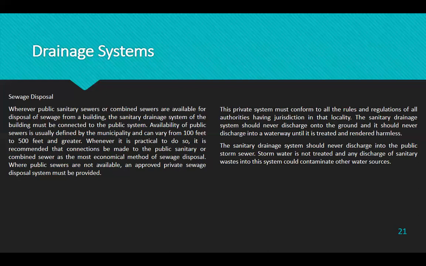So, the sanitary drainage system should never discharge onto the ground, and it should never discharge into a waterway until it is treated and rendered harmless. So the sanitary drainage system should never discharge into the public storm sewer. So hindi pwede magsama yun. The storm water is not treated, and any discharge of sanitary waste in the system could contaminate other wastewater resources.